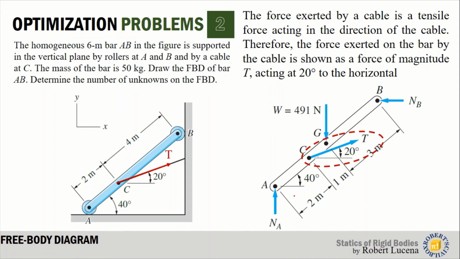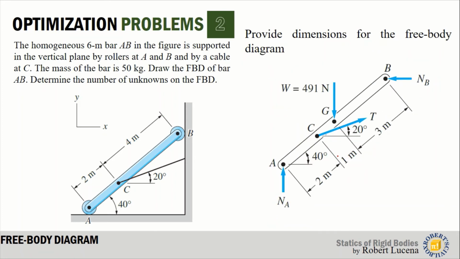is to put all the dimensions. So for the dimension of A to C, that is 2 meter, and from the center of gravity to point C, since the center of this 6 meter is at 3 meter, therefore the distance between C and G is 1 meter, and the angle is 40 degrees. Likewise, for this cable, the angle is 20 degrees. And there we have the free body diagram.